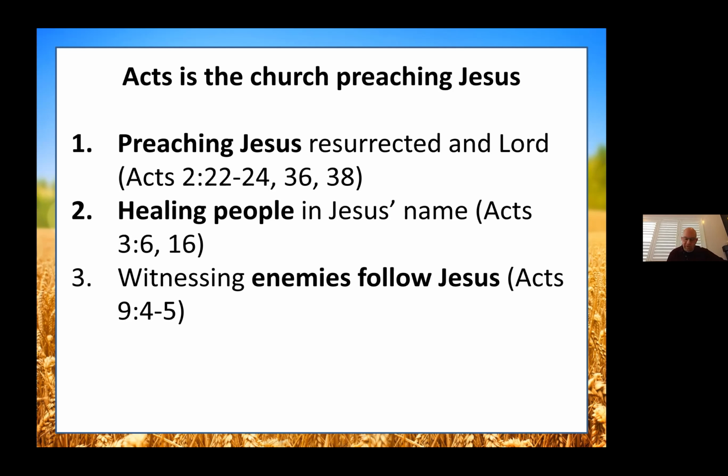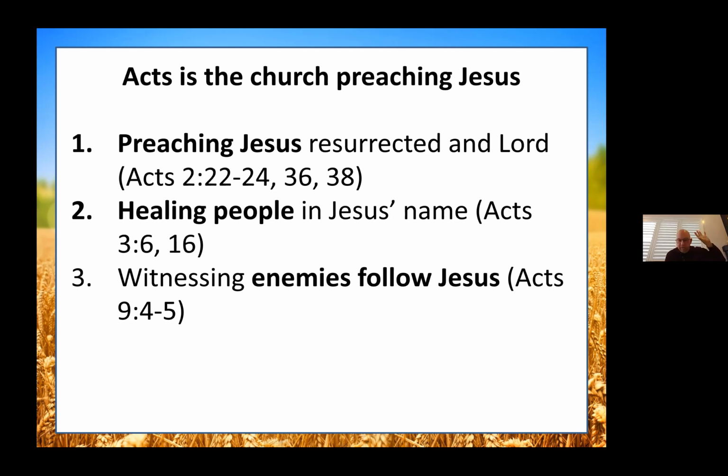And down to verse 36, at the end of his sermon, Peter says this, "Therefore let all the house of Israel know for certain that God made him both Lord and Christ, this Jesus whom you crucified." And then finally, in verse 38, Peter concludes his message by giving them a challenge. He says, "Repent and each of you be baptized in the name of Jesus Christ for the forgiveness of your sins, and you will receive the gift of the Holy Spirit."